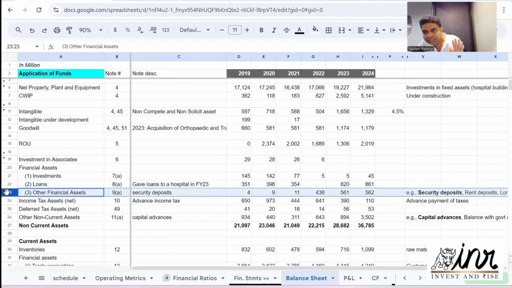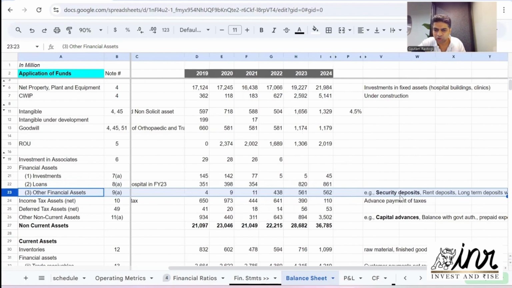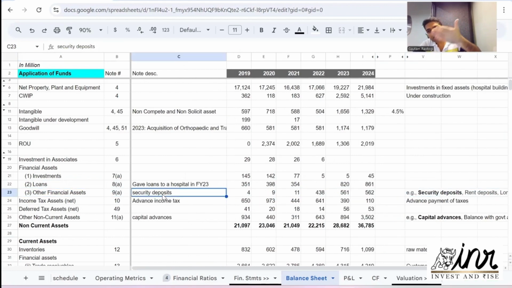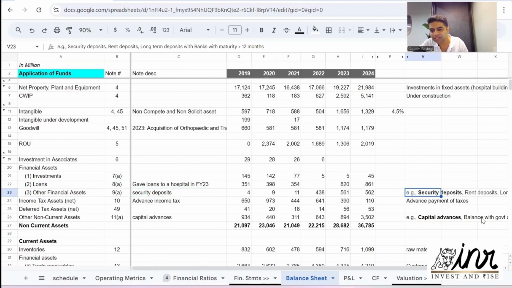Okay, other financial assets. There are security deposits. Basically, other financial assets would be security deposits or rent deposits. What it means is that as part of a business, at times they are required to give some security for something. That's the normal course of business. Again, this number is like 56 crore. This is a small number. And it could be other things as well.